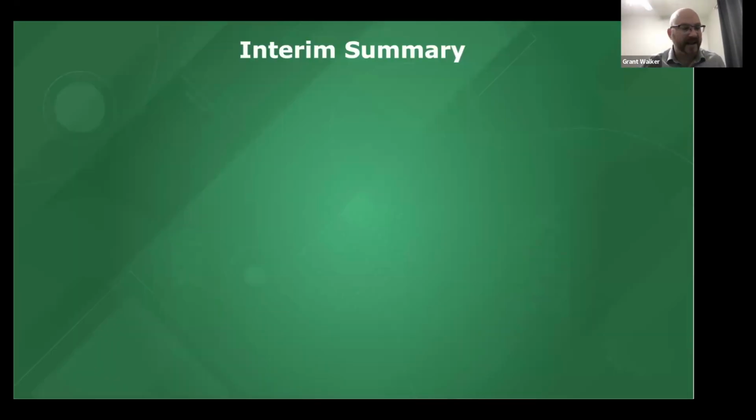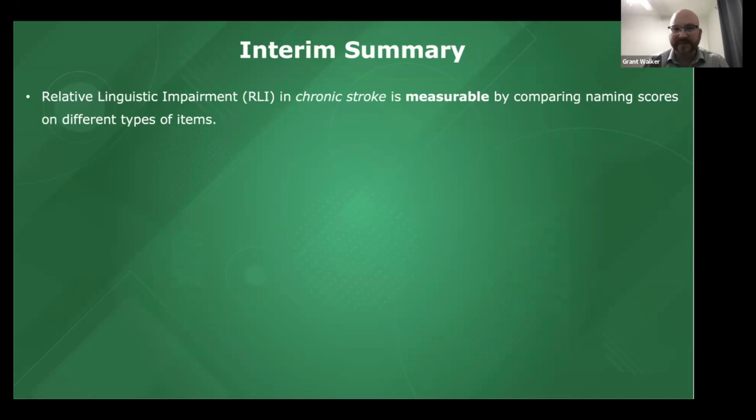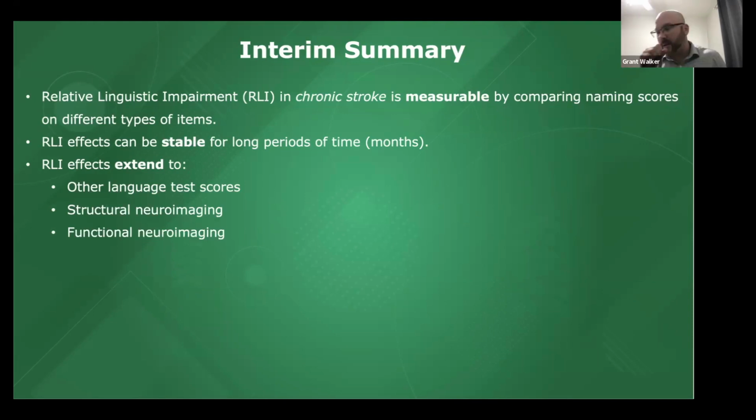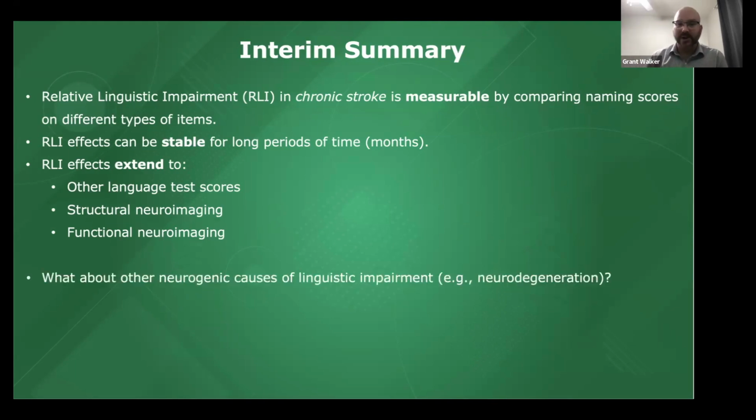Okay, so where are we at now? This is the interim summary, and all this data has been published. So relative linguistic impairment in chronic stroke is measurable. We can measure this by comparing accuracy scores on different types of items. No error type scoring required. These effects can be stable for long periods of time, months, and these effects extend to other language test scores, structural neuroimaging, and functional neuroimaging. So this does appear to be a legitimate feature of some people's aphasia.